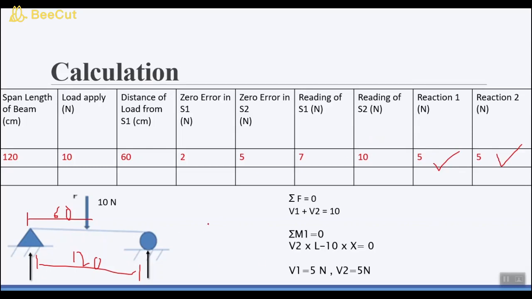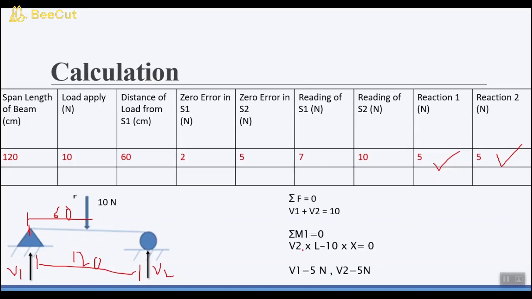Now how will we solve it analytically? First, this is a simply supported beam. We apply the first condition of equilibrium, which is the summation of forces should be 0. Let's suppose this is V1, this is V2. So V1 plus V2 is equal to 10, which we applied at the center. Next we apply the second condition of equilibrium because we have two unknowns. Let's suppose I take moment at this point.